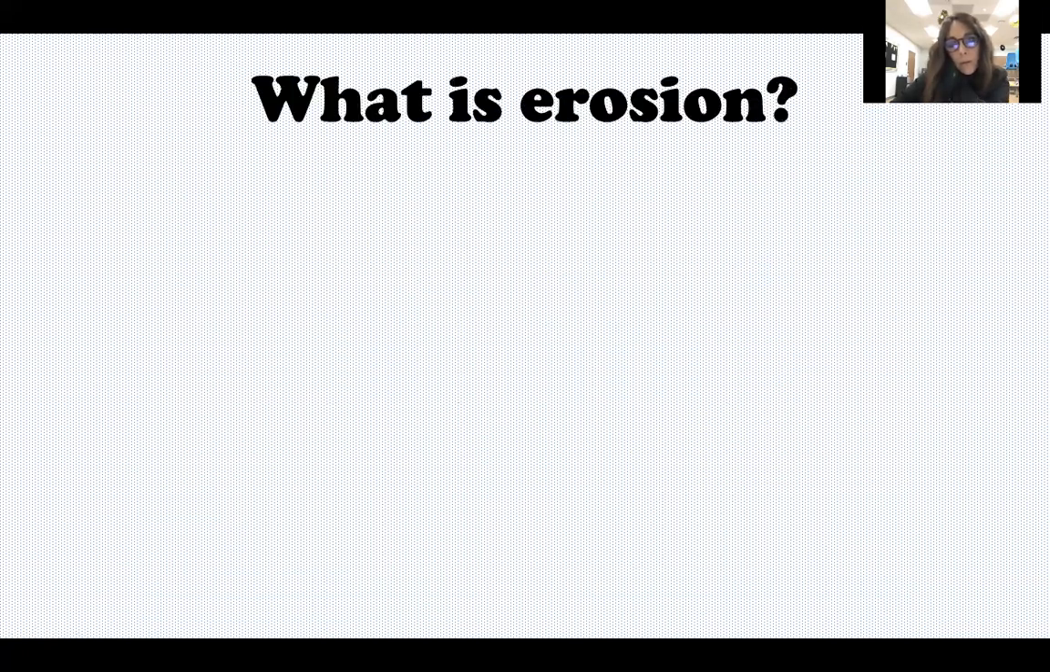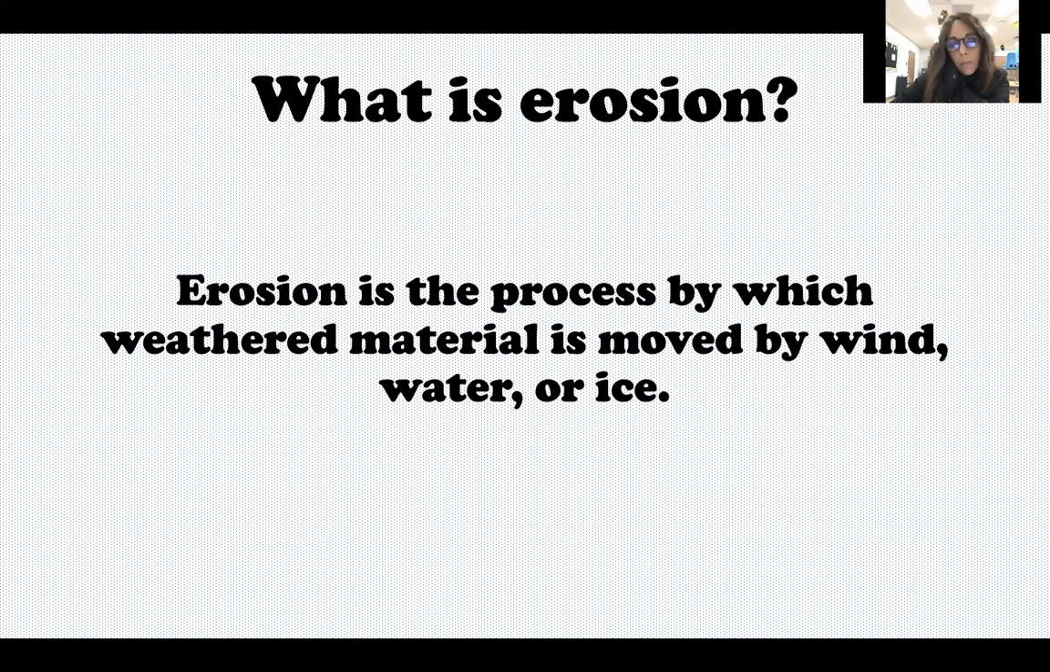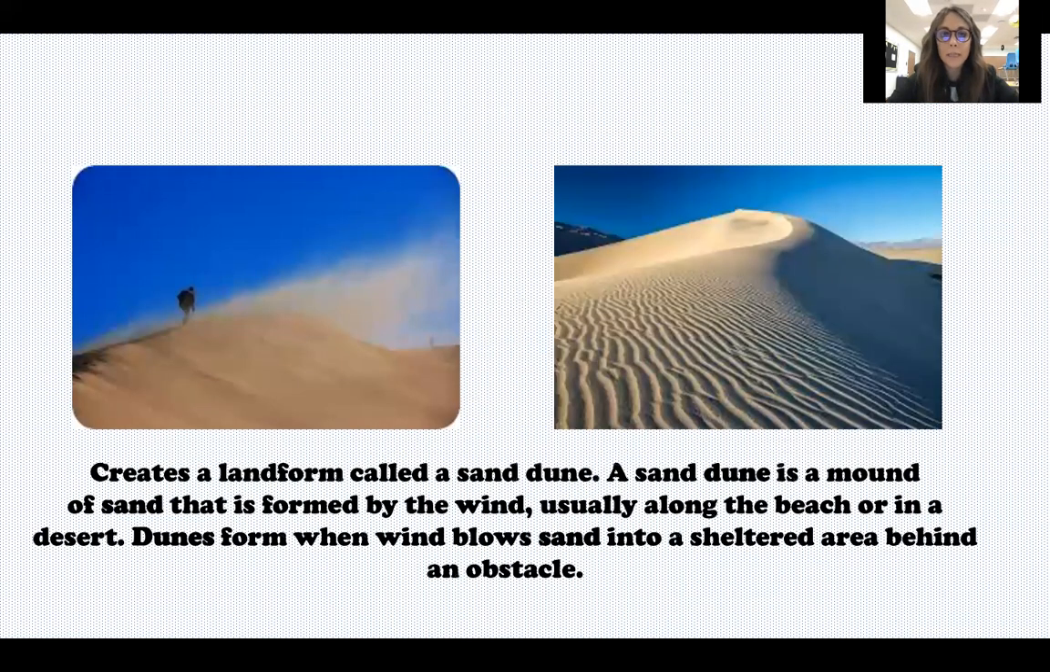Erosion. So that was weathering. Let's move on to erosion. Erosion is the process by which weathered material is moved by wind, water, or ice. So remember our saying, weathering breaks it, erosion takes it. This is when the sediments or the small pieces of rock are moved and carried away. And this can happen from wind, water, or ice.